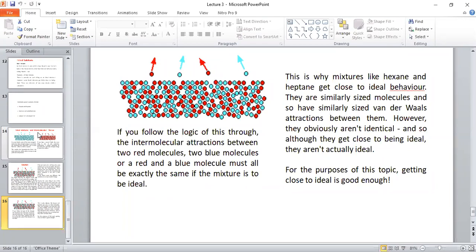And I think I will stop the lecture here. Raoult's law, I've not stated it for you yet, but with the understanding that you have here, you'll be able to understand Raoult's law, because we're going to use an ideal mixture to explain Raoult's law for you. So that's the end of this lecture.